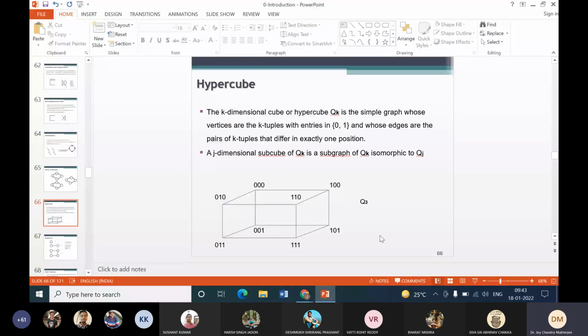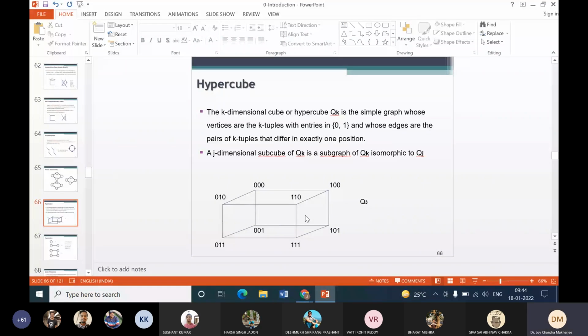Now, a new kind of graph is called hypercube. So hypercube, how do we define or how do we create hypercube? A k-dimensional cube or hypercube Qk is the simple graph whose vertices are k-tuples with entries zeros and ones, and whose edges are pairs of k-tuples that differ in exactly one position.